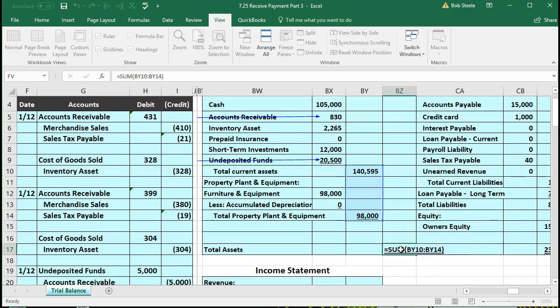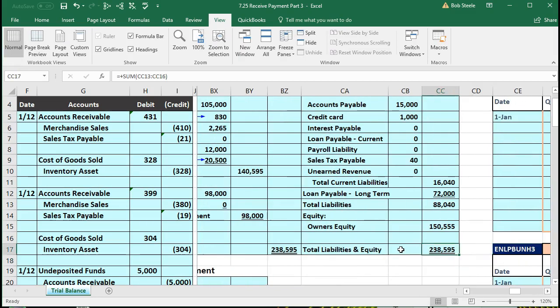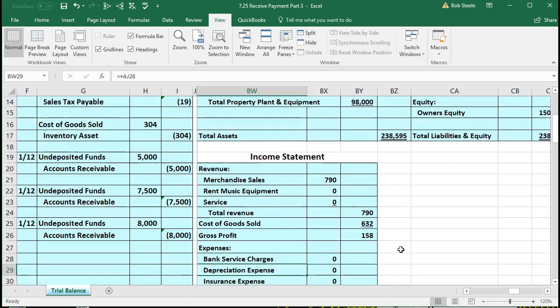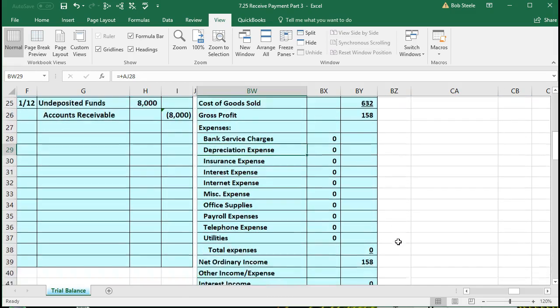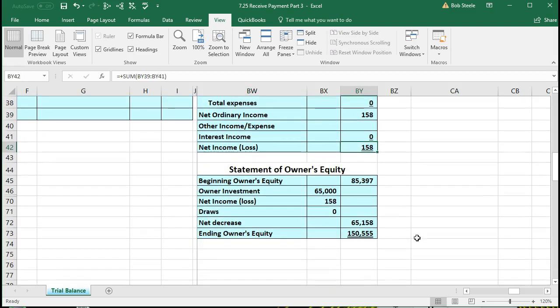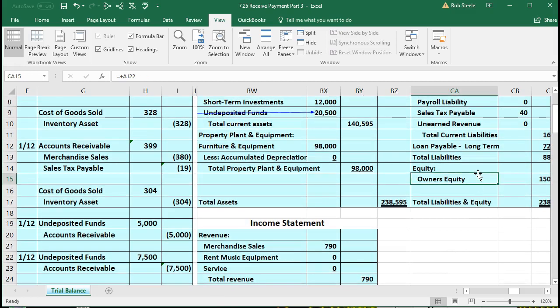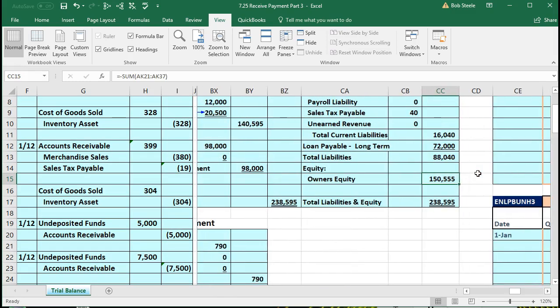And here's our total assets equaling our total liabilities and equity. No impact from this transaction on the income statement down here. And the income statement net income is also part of the statement of owner's equity. Statement of owner's equity ending balance $150,555, also found on the balance sheet right here. So that will be our process.